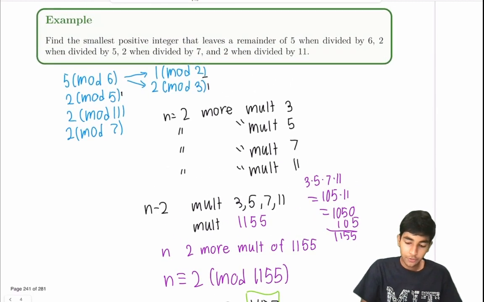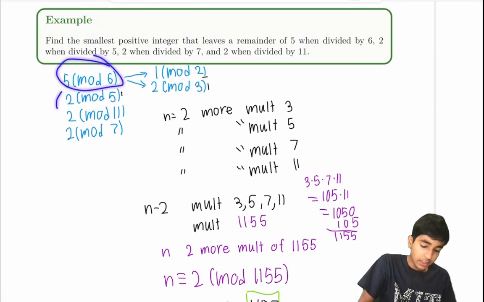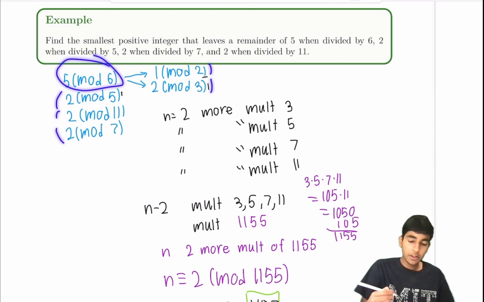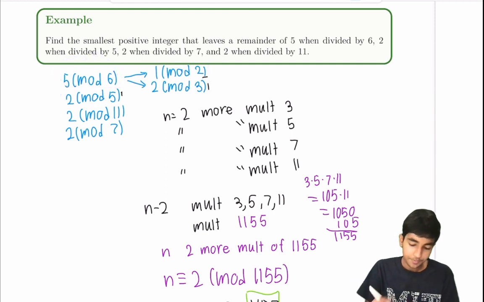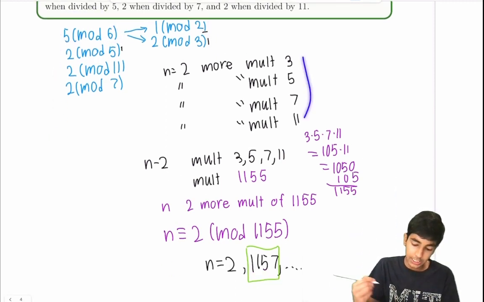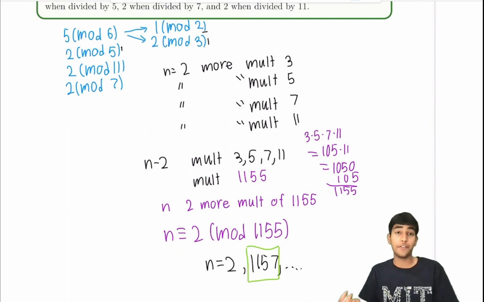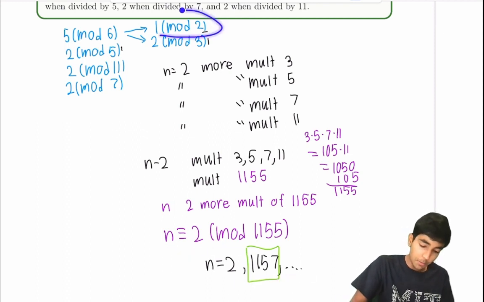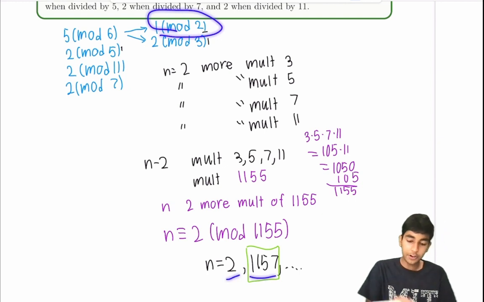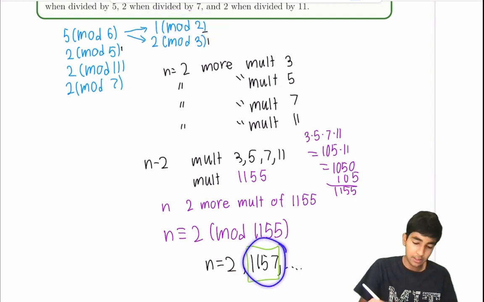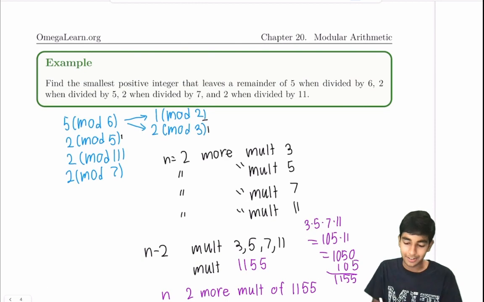So the key idea was first noticing how 5 mod 6 is unlike the other mods, so we split it up into 2 different mod statements. Then after that, we had this logic here, and we found that n minus 2 is a multiple of 1155. So that means n is 2 more than a multiple of 1155, or 2 mod 1155. And then we also had this 1 mod 2 condition, so we just tested the first few possibilities and saw that this is the smallest one. And that is our answer.